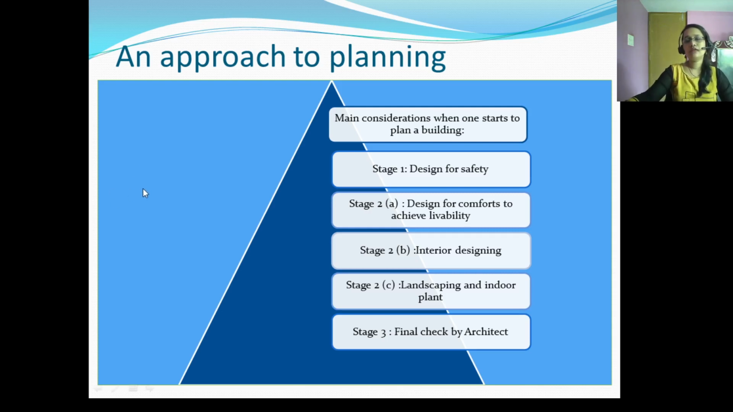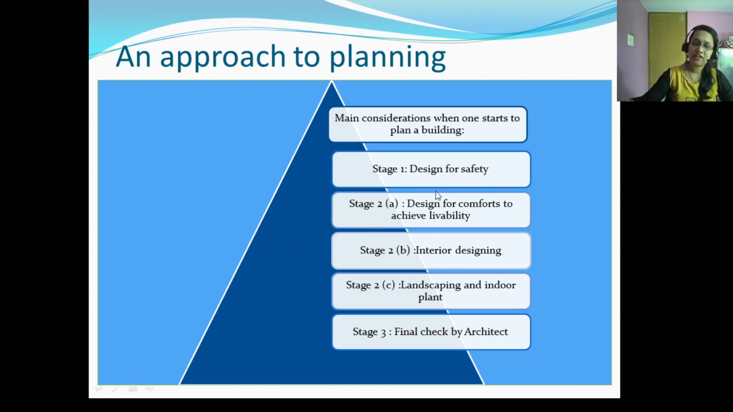Next, coming to stage 2A, that is design for comforts to achieve livability. So design for livability with minimum use of electrical energy for ventilation and air conditioning, provision of openings to admit maximum daylight, to avoid glare and for ventilation. Then selection of suitable materials to achieve thermal comfort. So design for livability is done for thermal comfort.